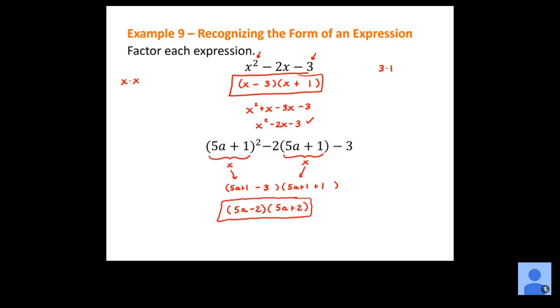Now, another option here, you could actually square 5a plus 1, distribute the negative 2 to the 5a plus 1, combine all of your like terms, and factor whatever you get. You're going to get the same answer. But again, this is much shorter than having to go through all those steps if you recognize that it's of the same form as the previous problem we just did.